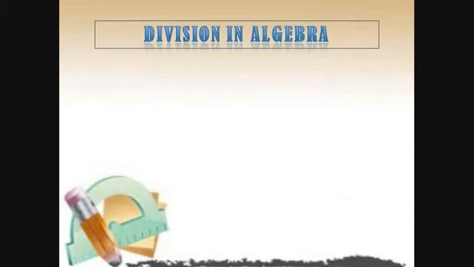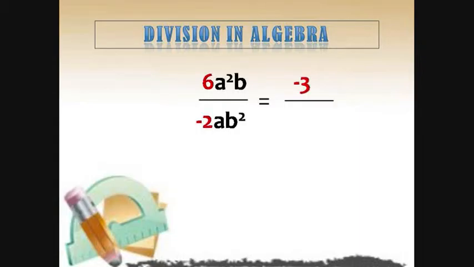Division in algebra. In division, we are still looking at the occurrence but in slightly different ways. Let us look at 6a squared b divided by negative 2ab squared. I will encourage you to write it in fraction form. It is easier. We divide the numbers as usual. We divide the 6 by negative 2 to get negative 3.